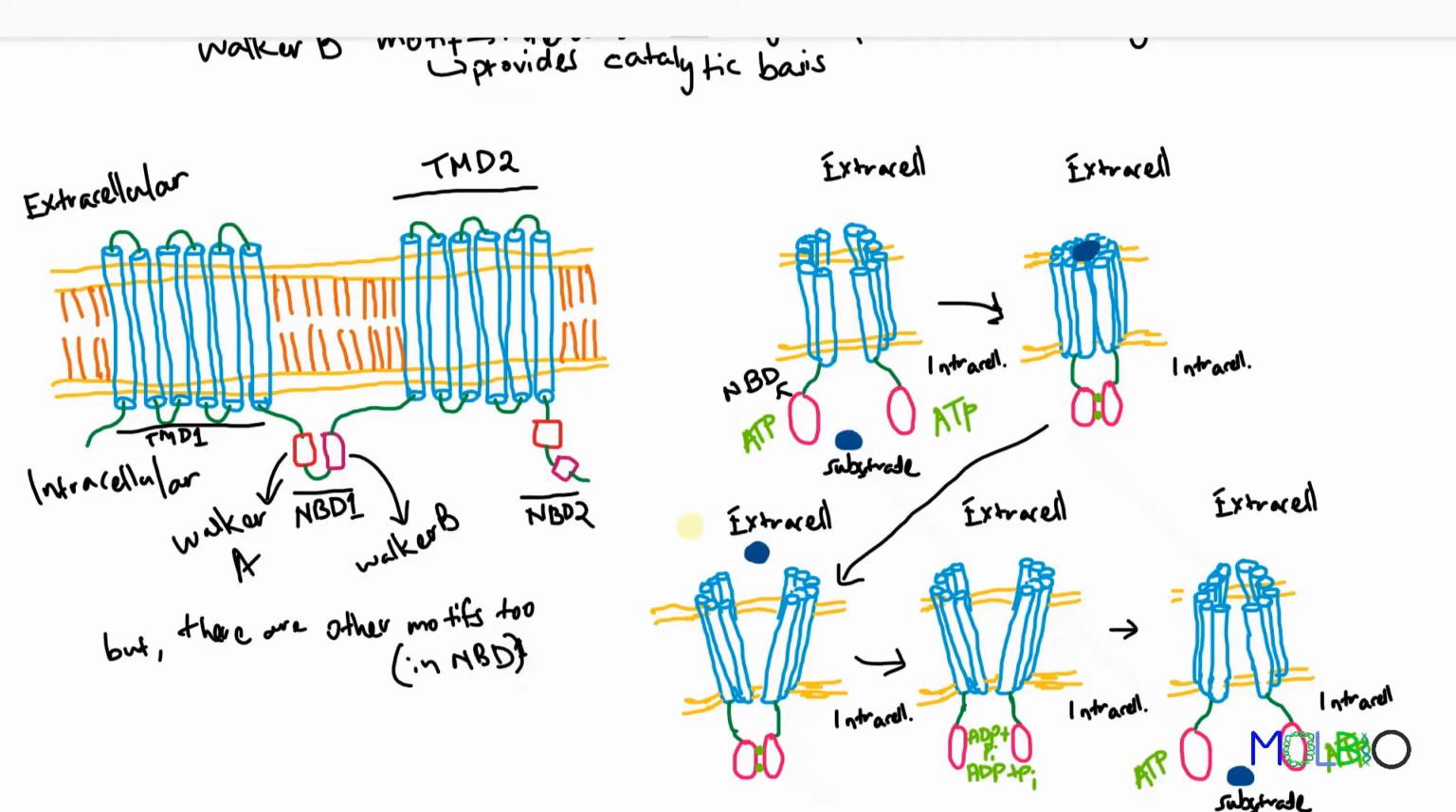Now, as we have seen a little bit about the structure, let us look at how it actually functions. Here you see TMD1 and TMD2 are present to make a tunnel, and the NBDs are towards the intracellular side. There is ATP present inside the cell, and the substrate is present towards the intracellular side.